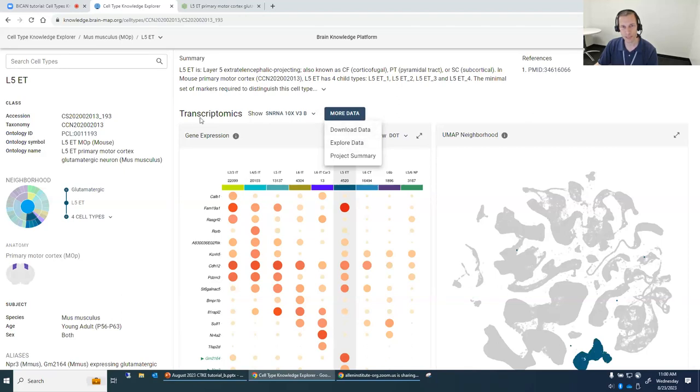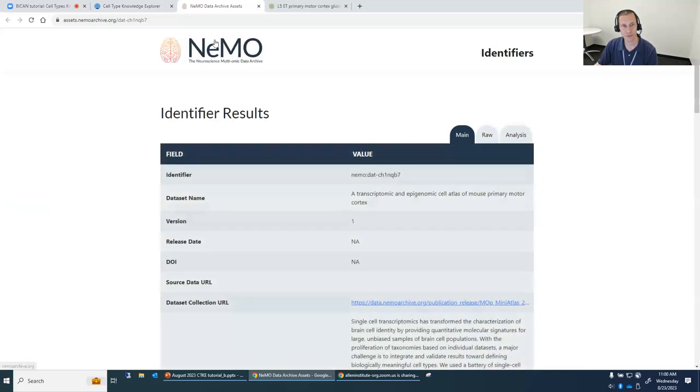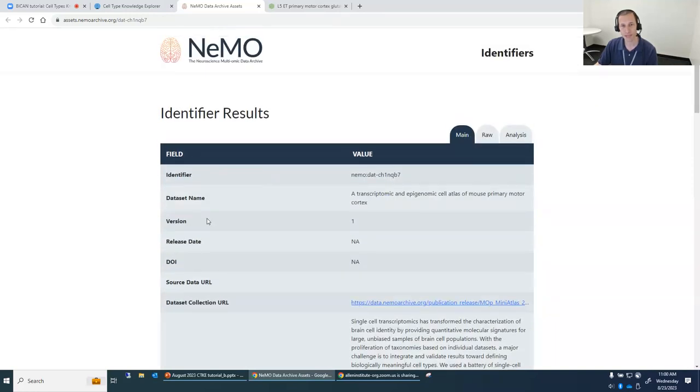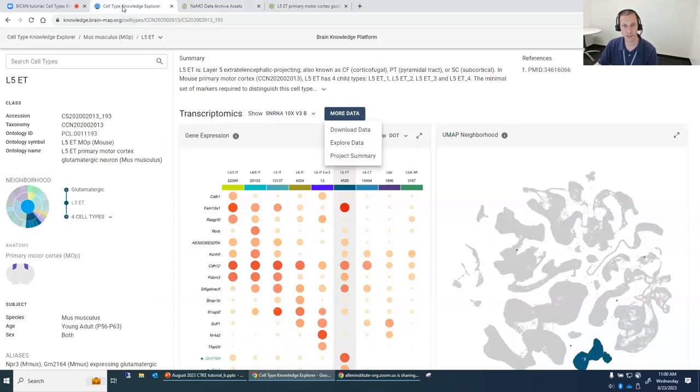I'll do this as an example for transcriptomics, but you can do this for any of them. The data download for all of the transcriptomics information is this NEMO archive. This is the landing page for the NEMO archive, where you can download the raw or the analysis data and get some information about the project. There's also a link out to the project summary.